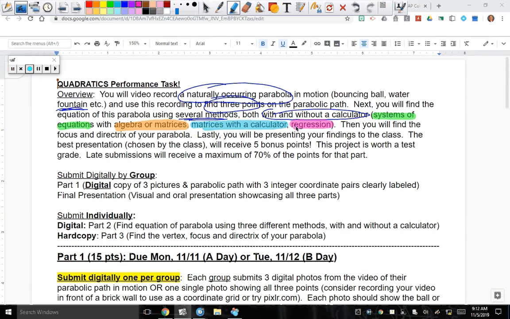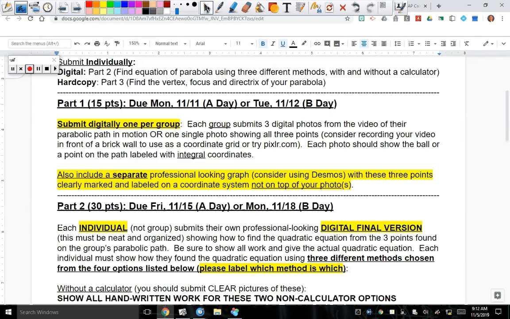Here we go. Part 1, 15 points due on these following dates. Submit digitally, 1 per group. Each group submits 3 digital photos from the video. And guys, if you didn't know that, you can record video and snap pictures as the video is going. You can do screenshots, or there's a button at the bottom, that white button, that will take pictures as the video is recording, if you didn't already know that.